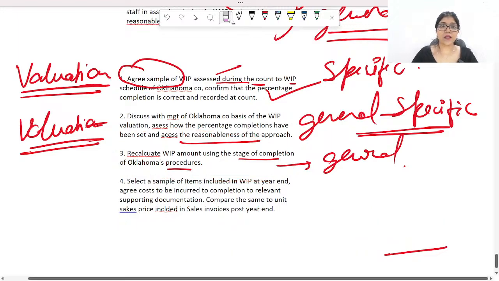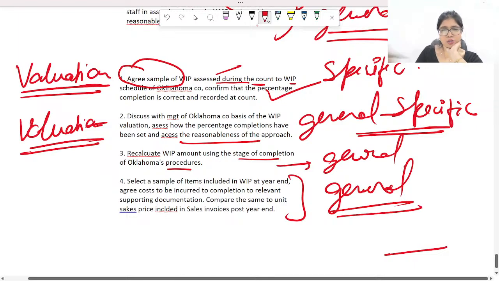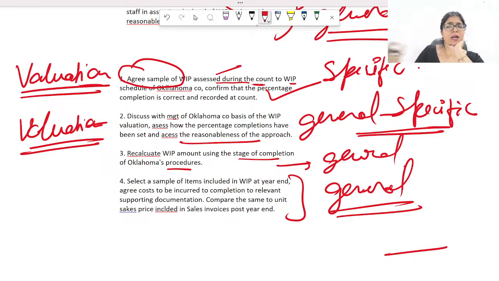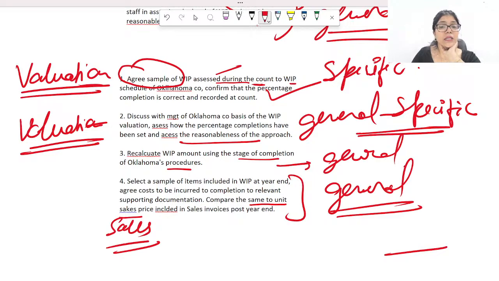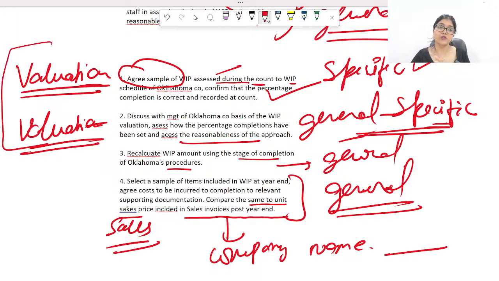Now let's read the last one and then we'll be done with this one as well. Okay, select a sample of items included in WIP at year end. Agree cost to be, this is again more so general, I would say. Agree cost to be included to the completion to relevant supporting documentation, and you will be comparing the same to unit sales, sorry, sales price included in sales invoices at the year end, and you can write the company name also over here. So 2 general, 1 general made specific and 1 completely specific, and I have also used the valuation assertions over here. Correct?